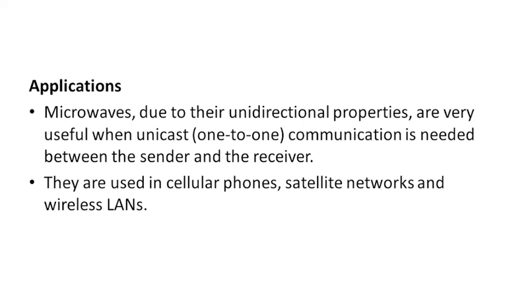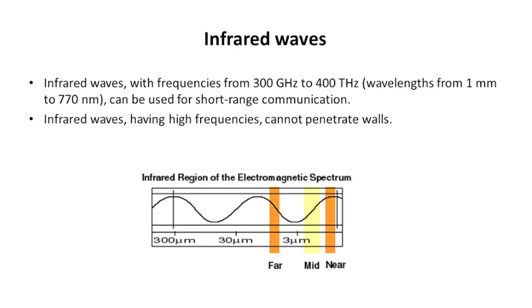The applications of microwaves: due to the unidirectional property, they are very useful when unicast communication is needed between the sender and the receiver. They are used in cellular phones, satellite networks and wireless LANs.